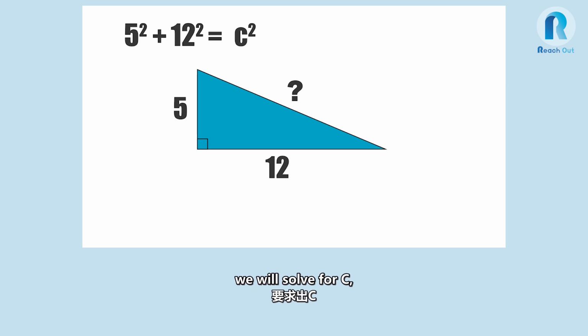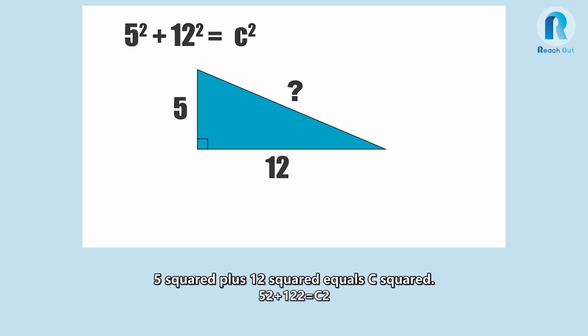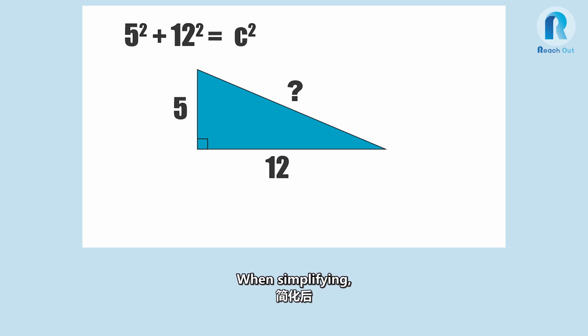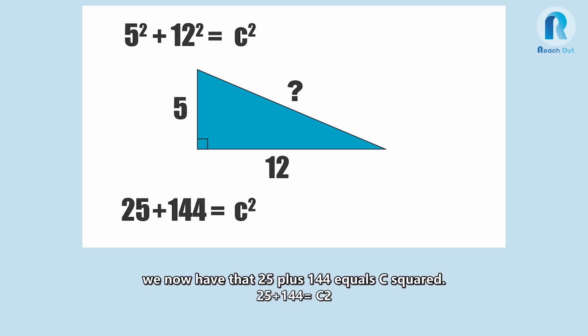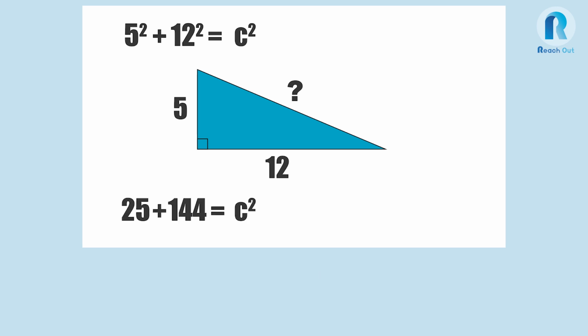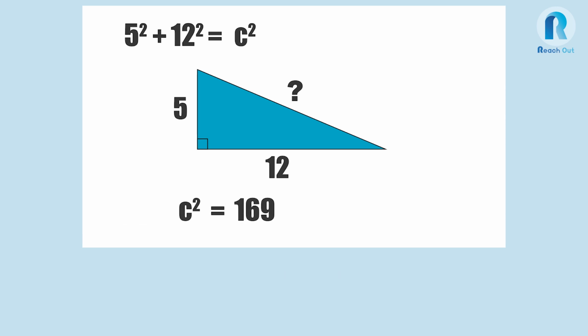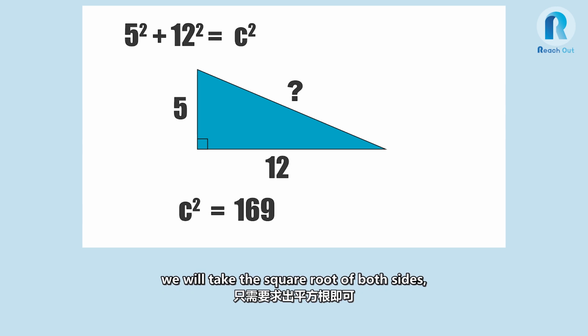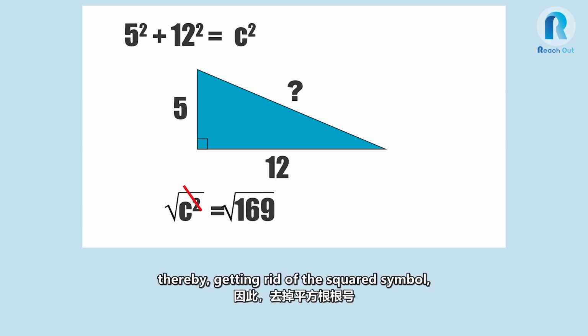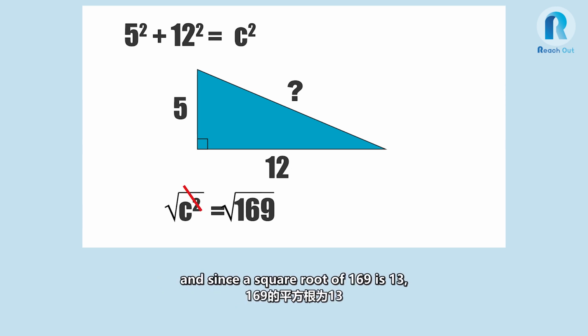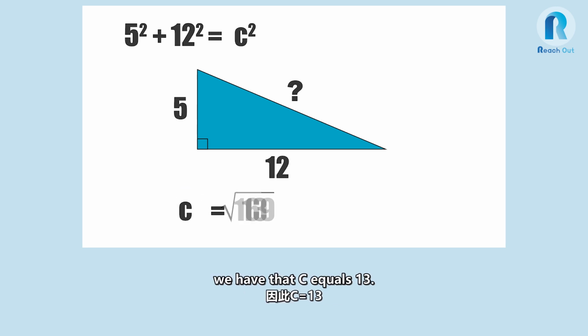we will solve for C, which means that 5 squared plus 12 squared equals C squared. When simplifying, we now have that 25 plus 144 equals C squared. After adding them together, C squared equals 169. To solve this, we will take the square root of both sides, thereby getting rid of the squared symbol. And since the square root of 169 is 13, we have that C equals 13.